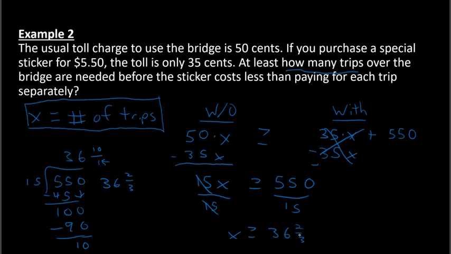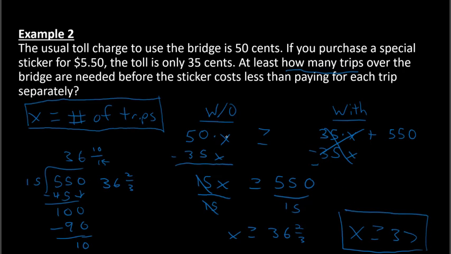All right, now keep in mind what we actually just found. We were trying to find x, which was the number of trips. So we've determined that it takes more than or equal to 36 and 2/3 of a trip. Well, 2/3 of a trip doesn't make sense, right? We cannot have a partial trip. So here we need to round this up, because once we hit 37 trips, that is when it's going to be more expensive to not have the sticker. So once we get to 37, that is when it's more expensive not to have the sticker.